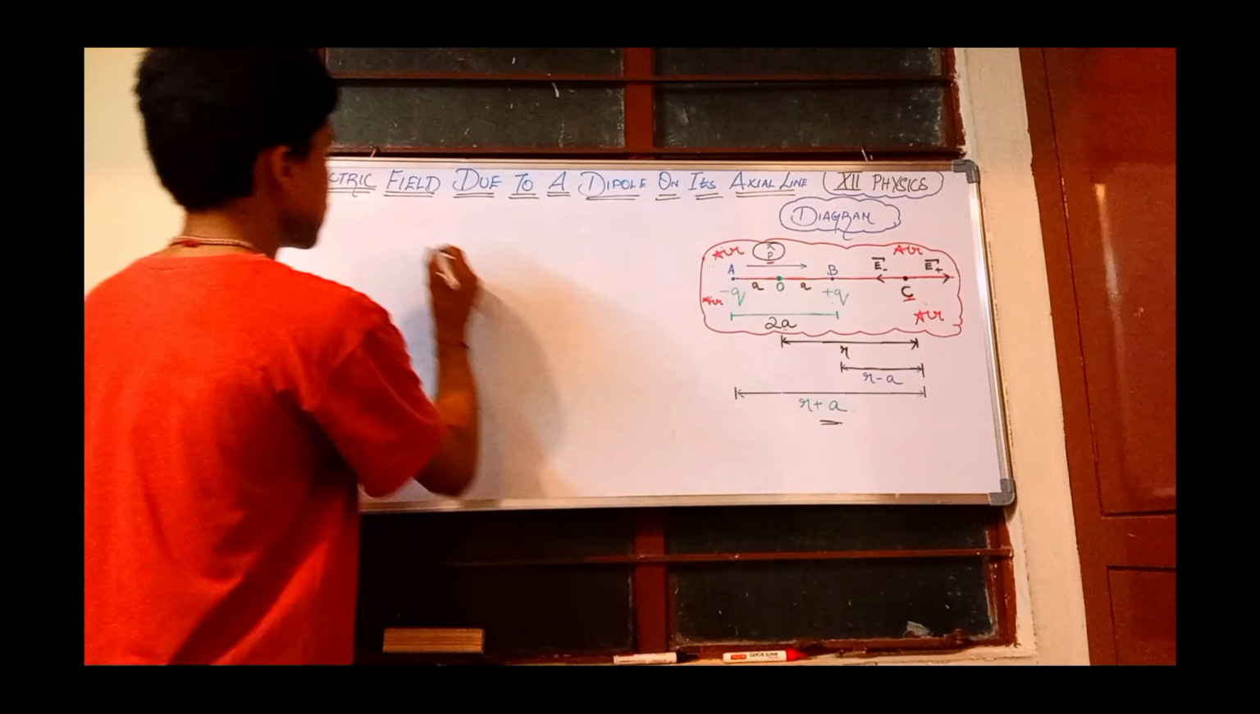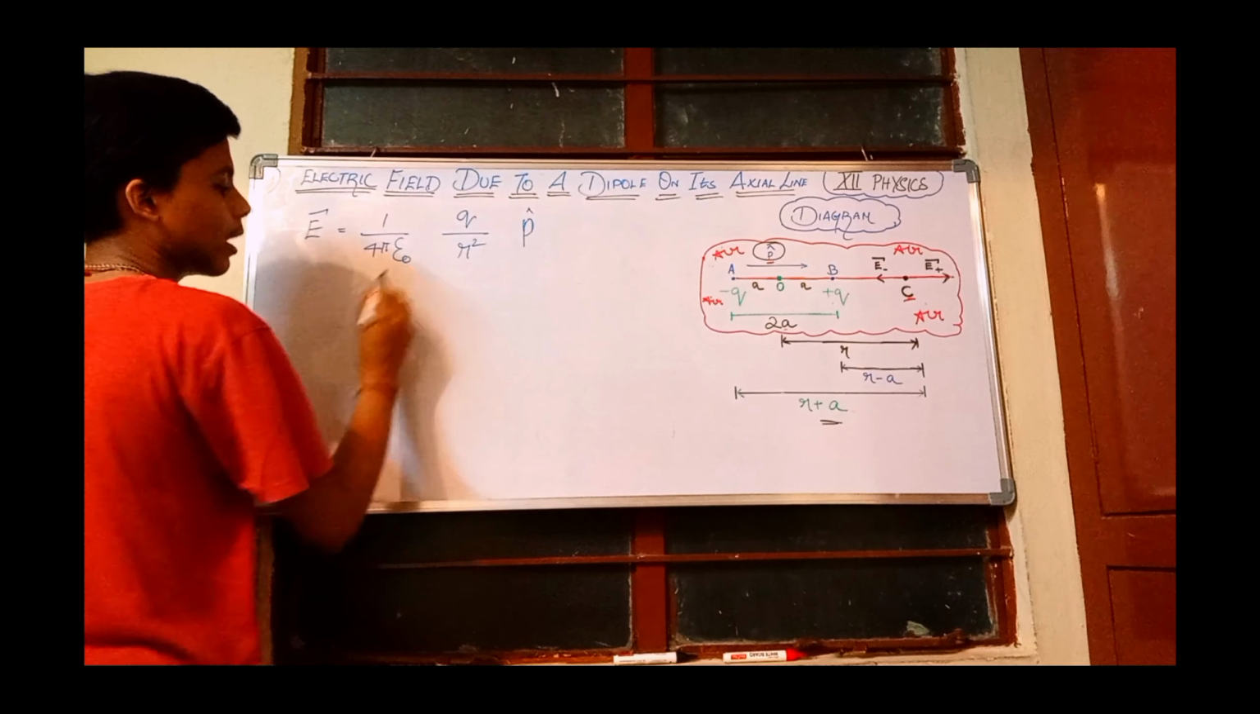Before entering into this derivation, we need to know one thing, the formula for electric field, because we are going to find the total electric field at a point due to an electric dipole. So what is the formula for electric field? E vector is equal to 1 by 4 pi epsilon naught q by r square p cap. Whenever we write the vector symbol, we need to write a unit vector. Unit vector is nothing but the direction of the electric field.